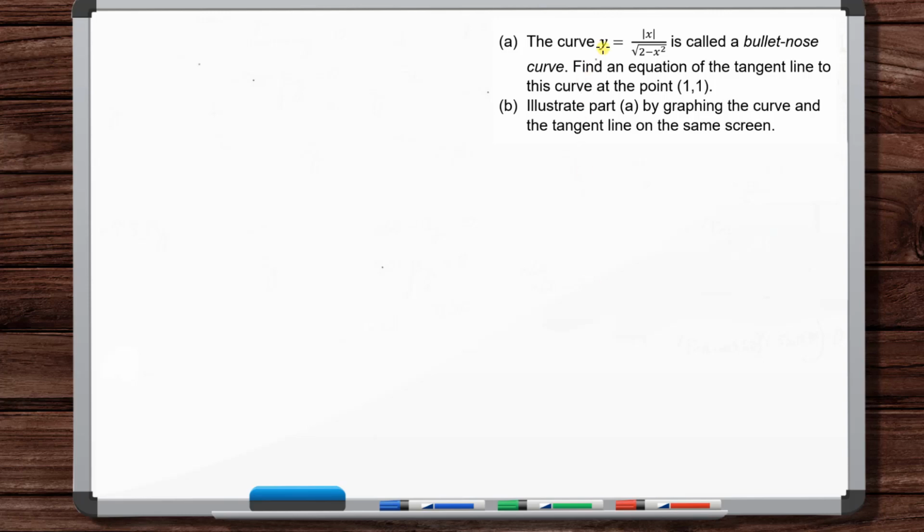All right, let's solve this problem here. The question says the curve, this y of x here, is called a bullet nose curve. Find an equation of the tangent line to this curve at the point (1, 1). And then part B, illustrate part A by graphing the curve and the tangent line on the same screen.